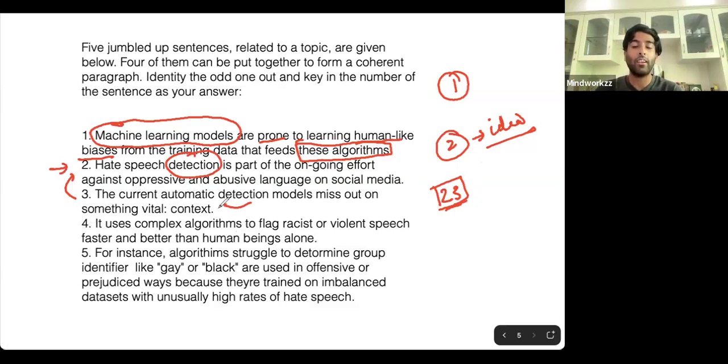Now let's see whether whatever is being talked about in 3 is being talked about in 4 and 5 as well, or is it not? Let's look at sentence number 4.